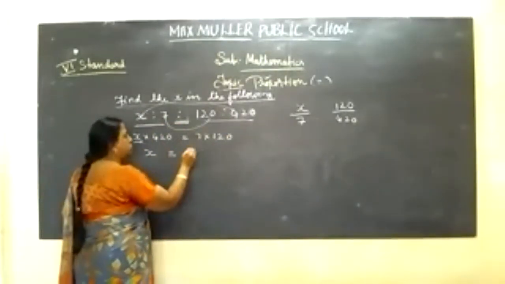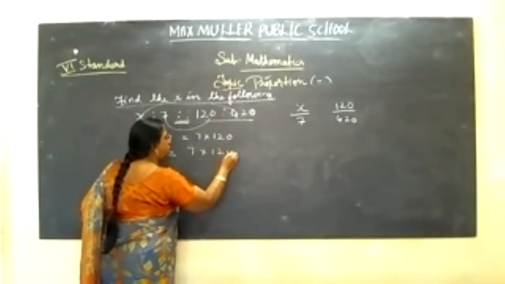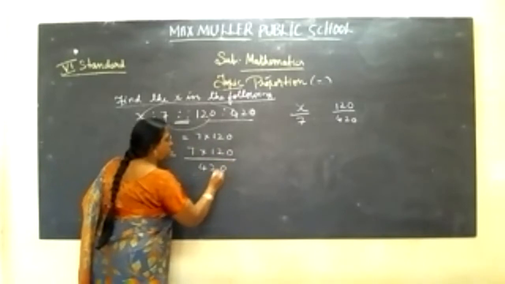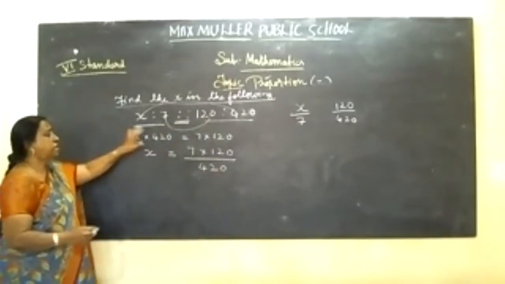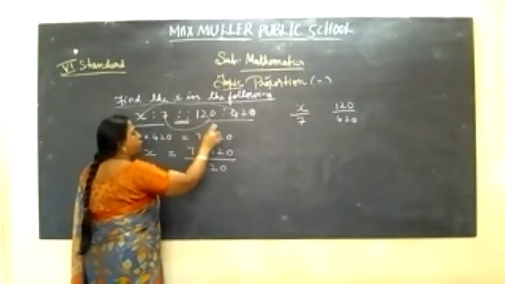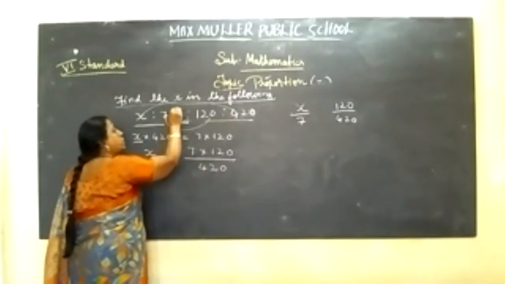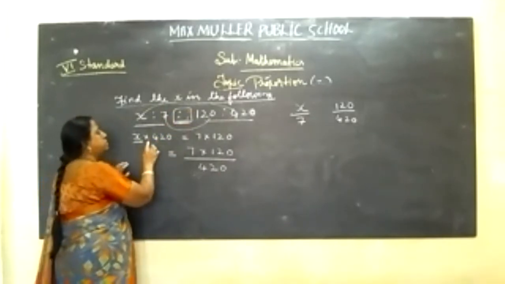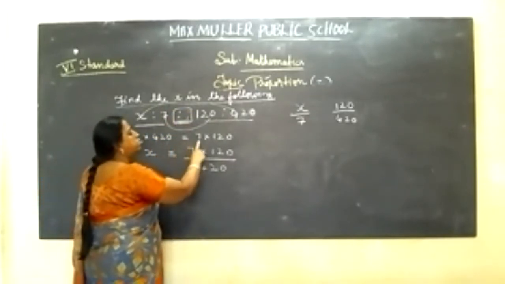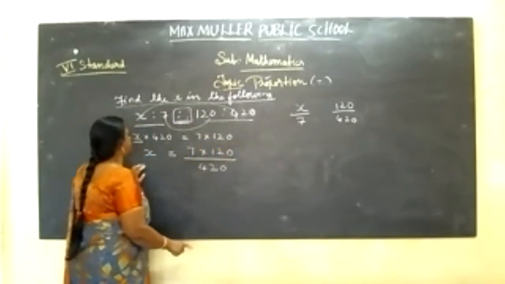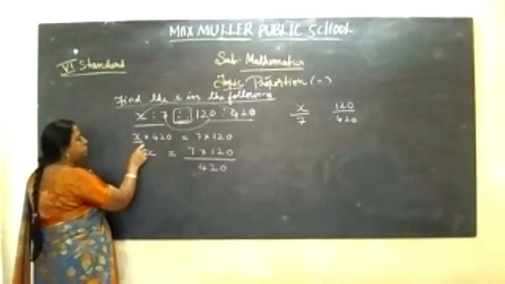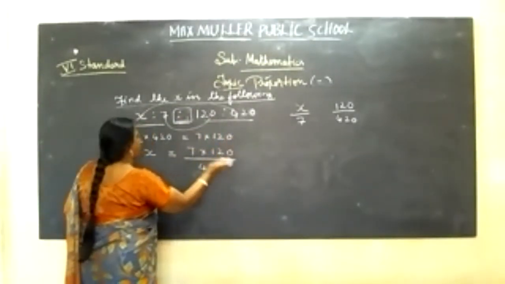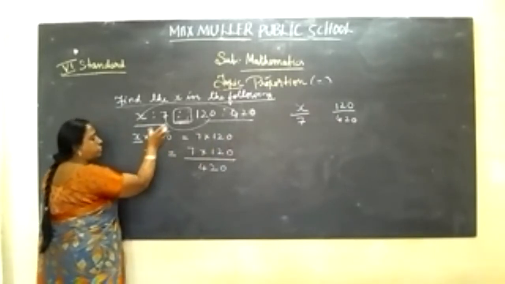x is equal to 7 into 120, divided by 420. Do you understand? The product of extremes and the product of means are equal, because the question itself says they are in proportion. So x into 420 is equal to 7 into 120. So x is equal to, you should find the value of x. You write the right side equation, and on the left side copy the number that is left over.